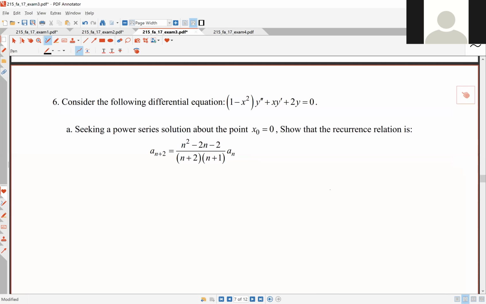Okay, so seeking a power series solution about the point x = 0. We know that y of x is sigma n equals 0 to infinity of a sub n x to the n. y prime is sigma n a n x to the n minus 1, n equals 1 to infinity. y double prime is sigma n equals 2 to infinity of n(n minus 1) a sub n x to the n minus 2. We plug that back in here and we'll have one of our y double primes.